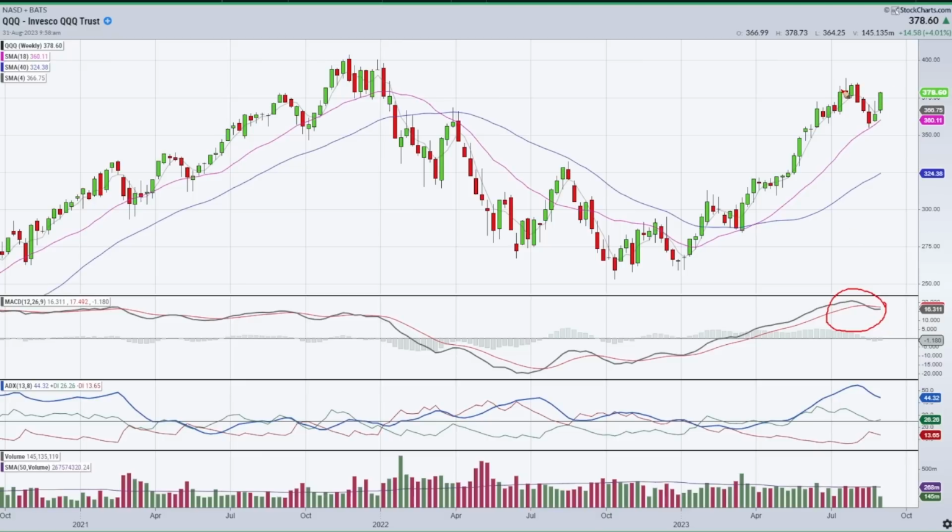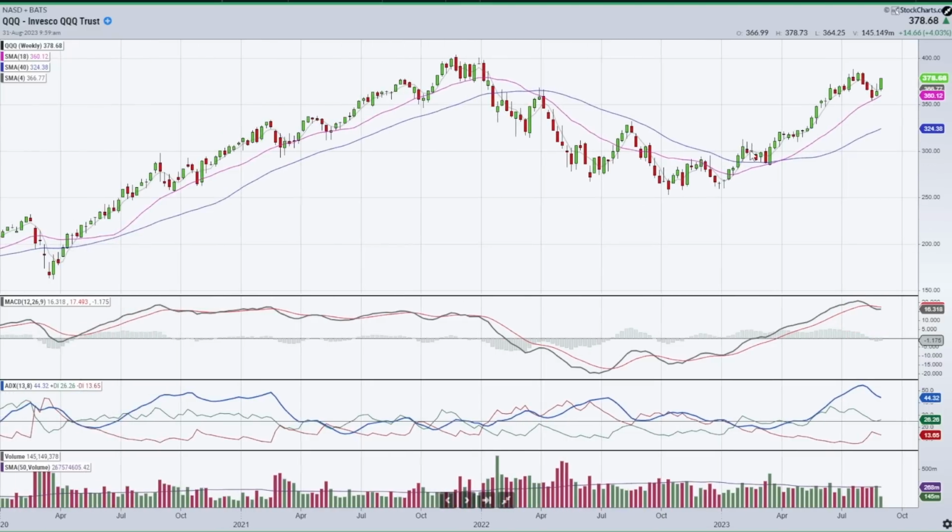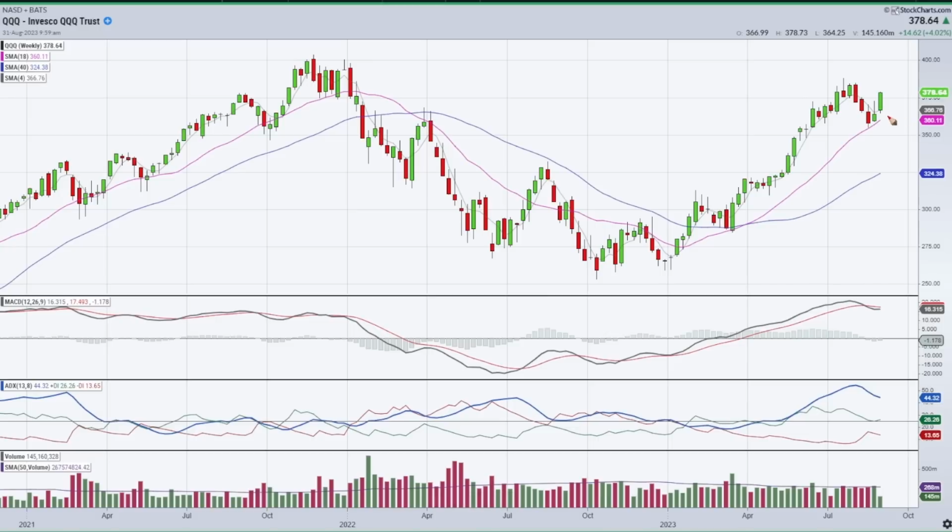I just think there's a better chance that we consolidate a little bit more before this takes off and really provides the next big leg to the upside. Now, there's nothing wrong with playing this here as this is coming up through and showing a lot of strength, even if this is down like this. There's nothing wrong with that.